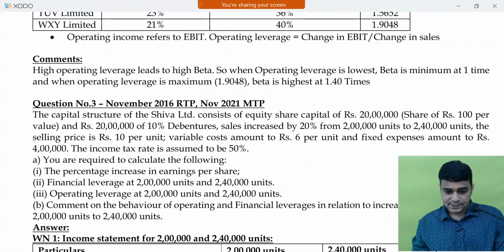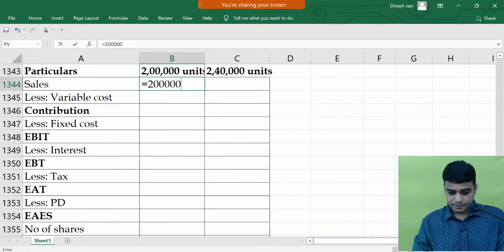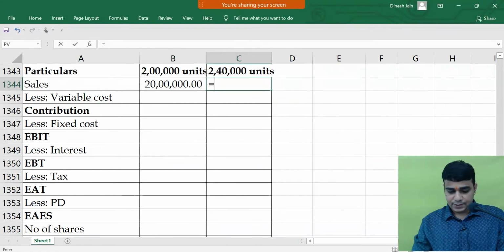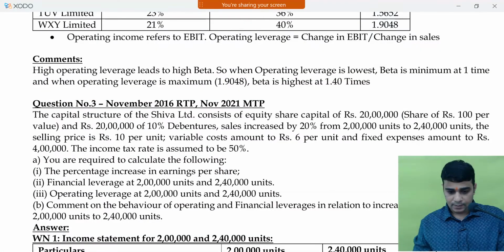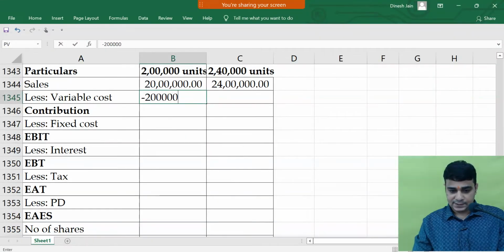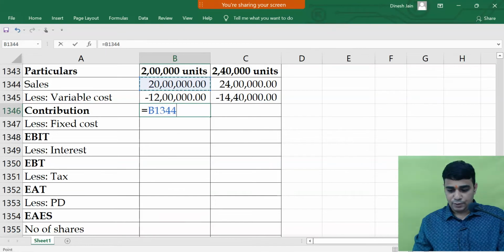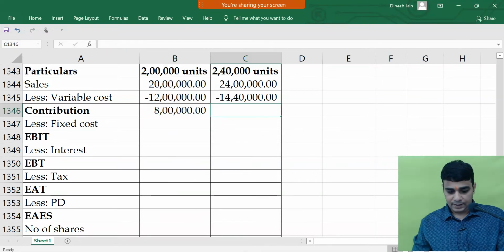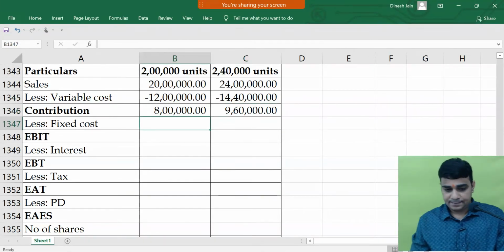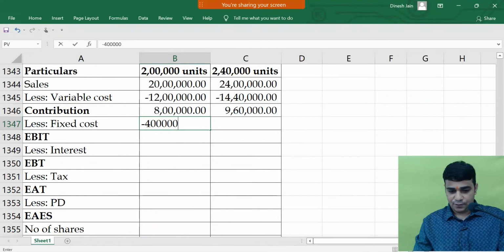So sales is 2 lakh units, the selling price is 10 per unit. 2 lakh into 10, 2,40,000 into 10. Variable cost is 6. Contribution: 8 lakh and 9 lakh 60. Fixed cost is 4 lakh.